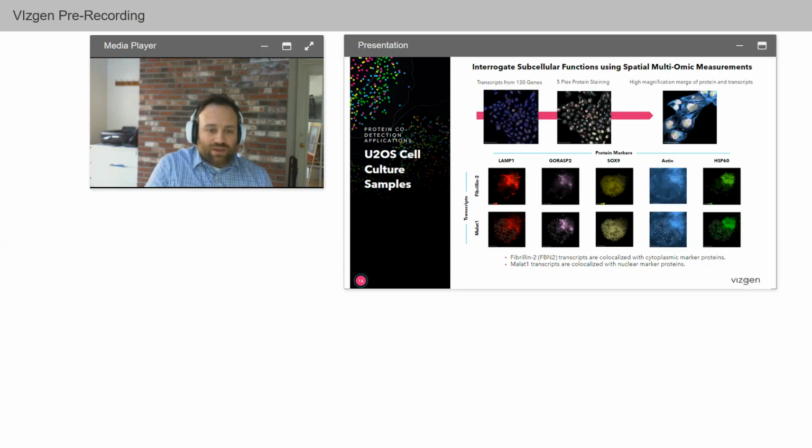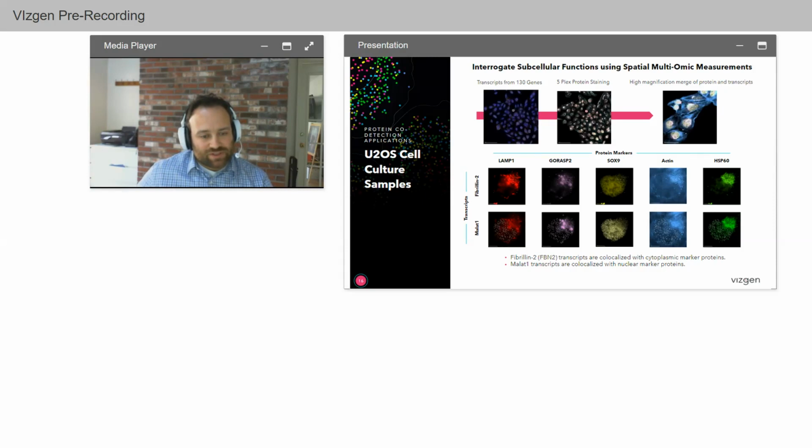functions. Right? So here we've run a gene panel with 130 genes. We detect transcripts from those 130 genes together with a 5-plex protein stain. If we look at that high magnification in the top right image, you can see how we can use our visualizer system to look at the protein staining together with the transcript staining. Taking those high magnification images and looking within those cells, we can start to understand how transcripts are interacting and where they're potentially spatially organized.